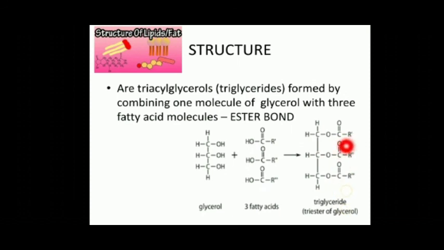It is a triester of glycerol. Why is it known as an ester? These are combined by ester bonds. As the peptide bond in proteins or the glycosidic bond in carbohydrates, in the case of lipids the name of the bond is ester bond. How is this ester bond formed? You just see, the glycerol molecule has three OH groups here. So the hydrogen of this OH combines with this OH group, and then one molecule of water is released, and here an ester bond is formed.